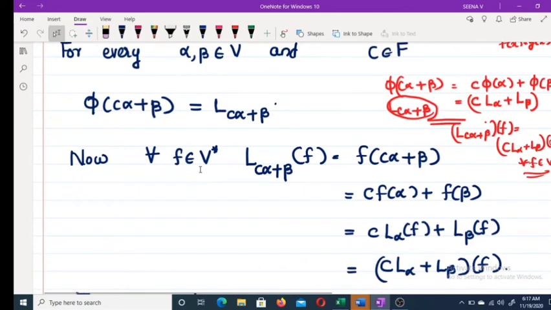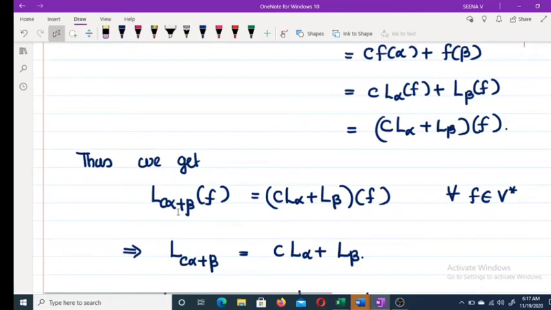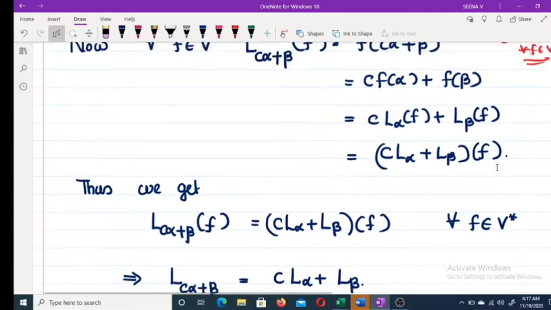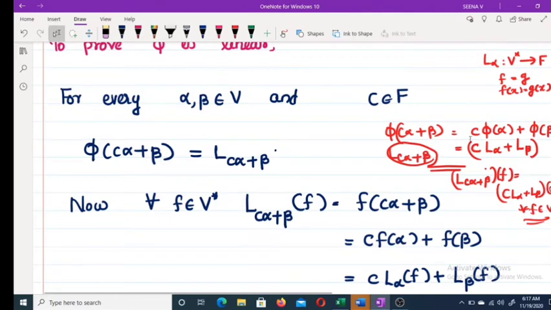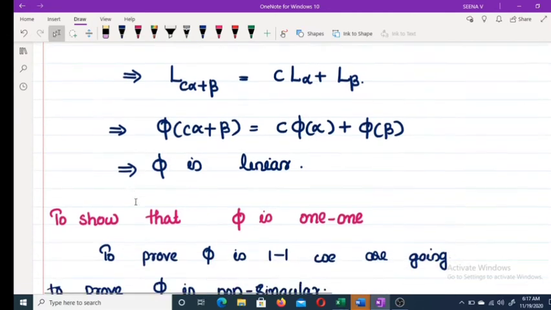Therefore, if you take any linear functional f, L of (c alpha plus beta) of f equals c L alpha plus L beta of f. Thus we get L of (c alpha plus beta) of f equals c L alpha plus L beta of f for every f belongs to V star. Therefore this condition holds. That means L of (c alpha plus beta) equals c into L alpha plus L beta. That is, phi of (c alpha plus beta) equals c into L alpha, which is phi of alpha, plus L beta, which is phi of beta. This implies phi is linear.